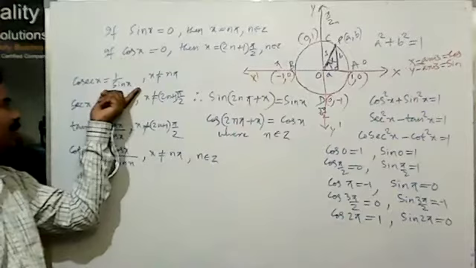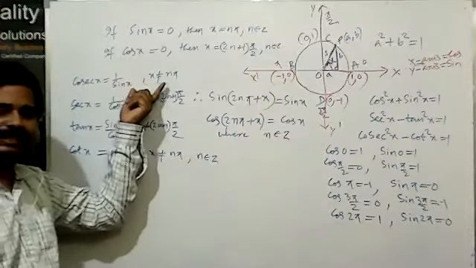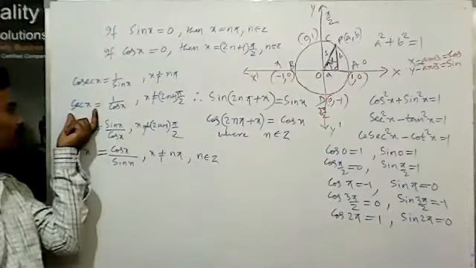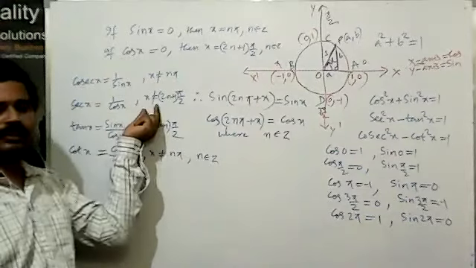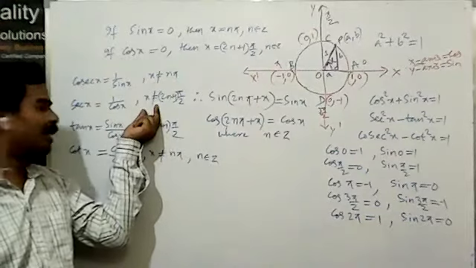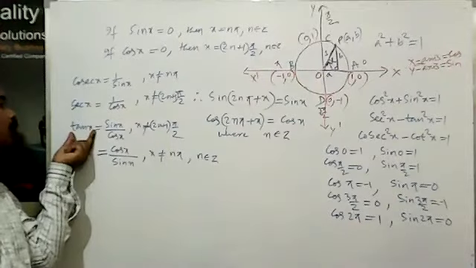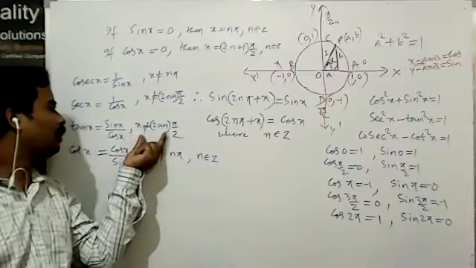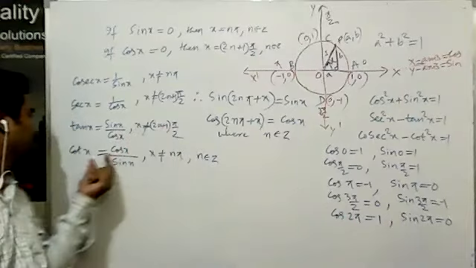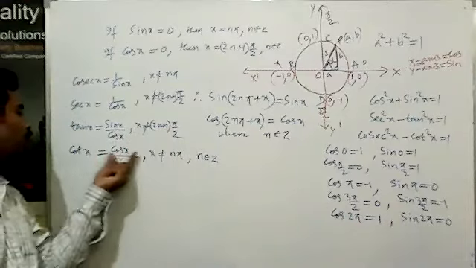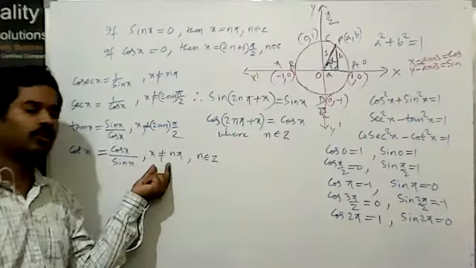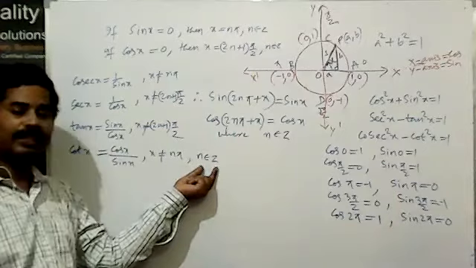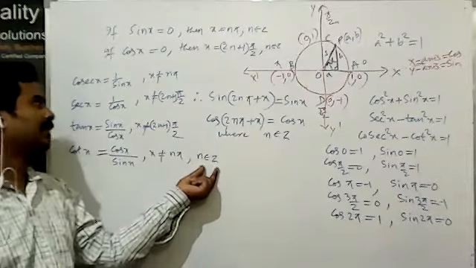Similarly, cosec x is equal to 1 by sin x, and here x is not equal to n pi. Sec x is equal to 1 by cos x, and here x is not equal to (2n plus 1) pi by 2. Tan x is equal to sin x by cos x, and here x is not equal to (2n plus 1) pi by 2. Similarly, cot x is equal to cos x by sin x, where x is not equal to n pi, where n belongs to integers, meaning Z.